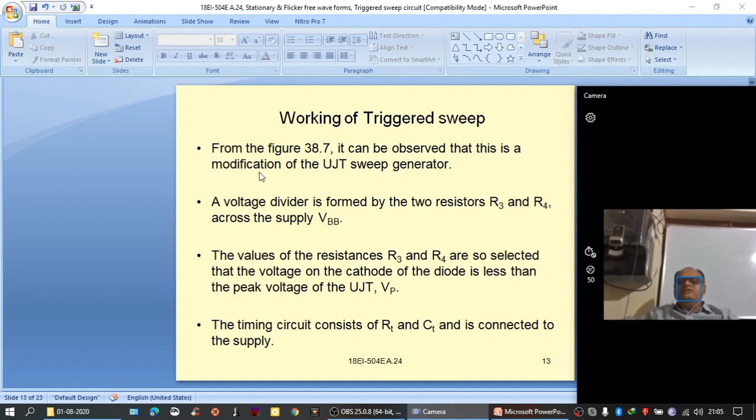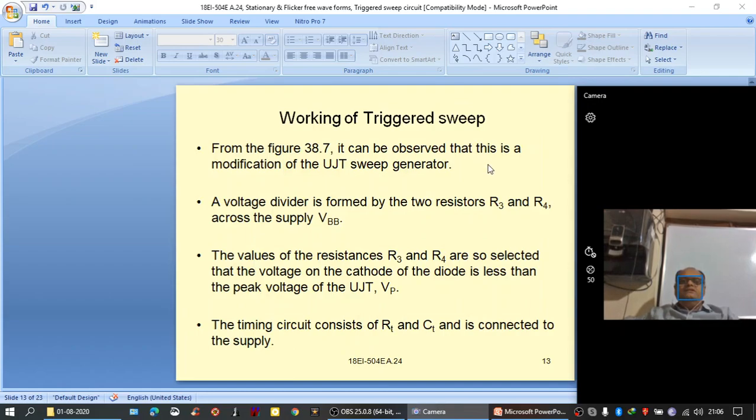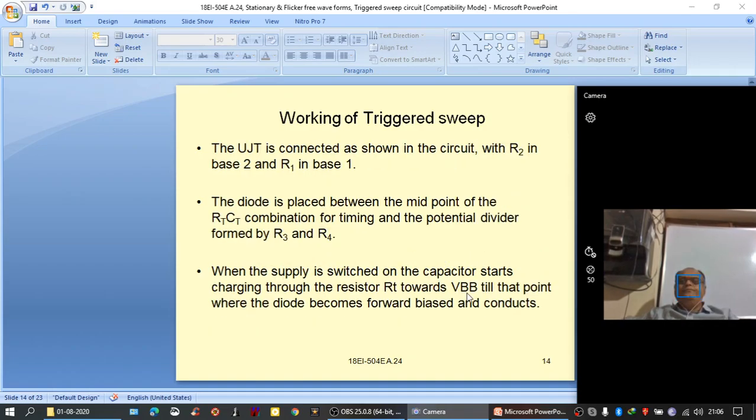Now the detailed description is given here. From figure 3.38.7, that is this one, it can be observed that this is a modification of the UJT sweep generator. A voltage divider is formed by two resistors R3 and R4 applied across the power supply VBB. The values of R3 and R4 are so chosen that the voltage on the cathode of the diode is less than the peak voltage of the UJT. The timing circuit consists of RT and CT and is connected to the power supply VBB. The UJT is connected as shown in the circuit with R2 in the base 2 and R1 in the base 1 circuit.